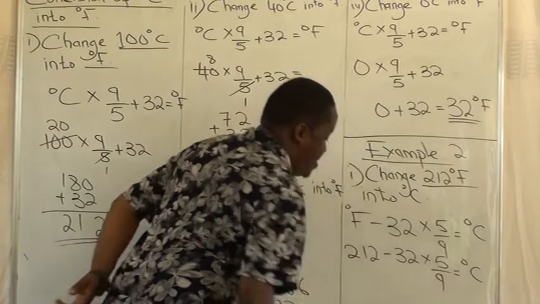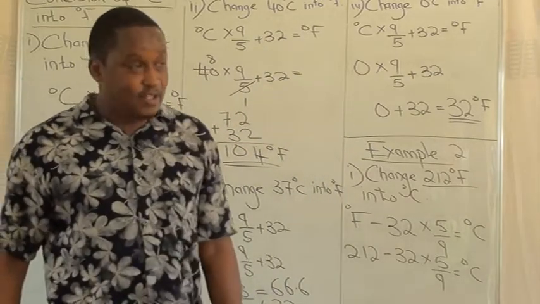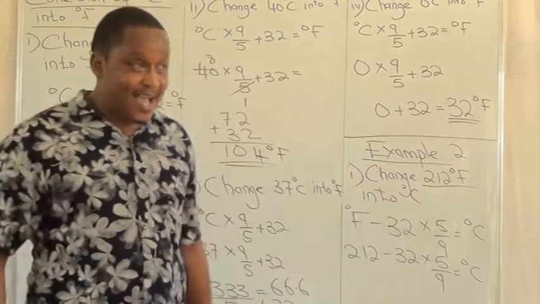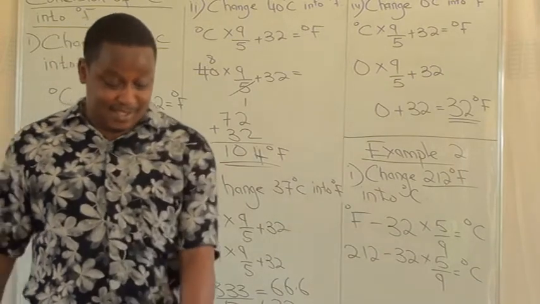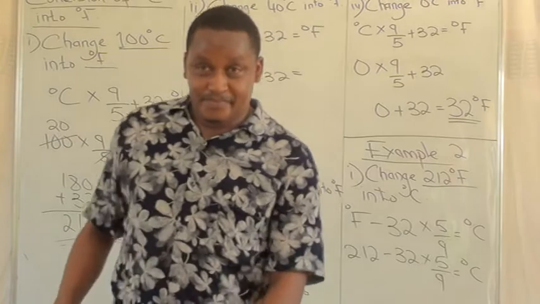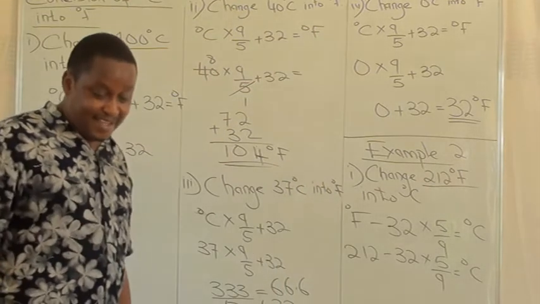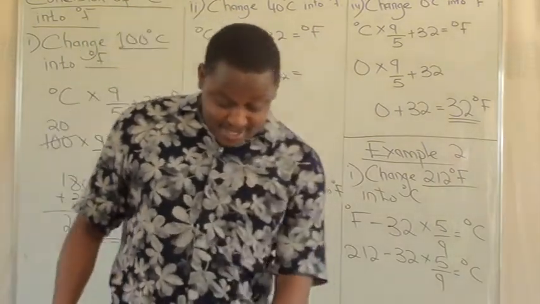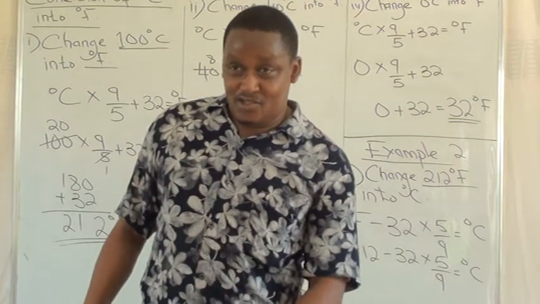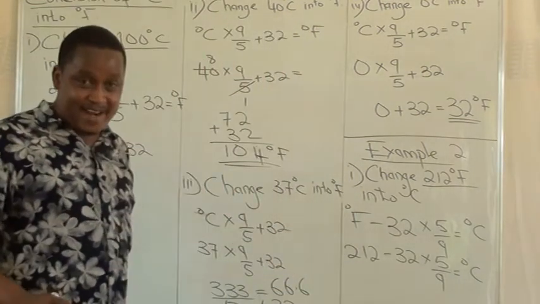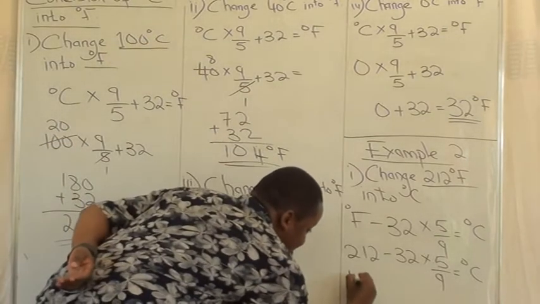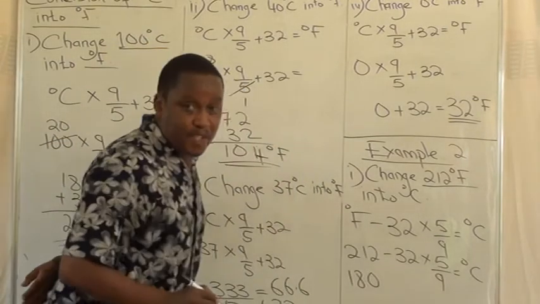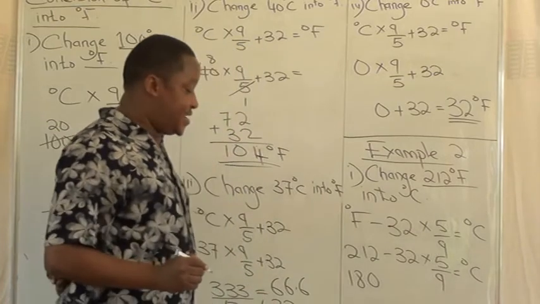Now, who can tell me 212 minus 32? What do you get? Mathematicians. Kelvin, I can see you smiling. You are a mathematician. John Gatter. Another one. 180. Wonderful. 180. I believe everyone got 180.